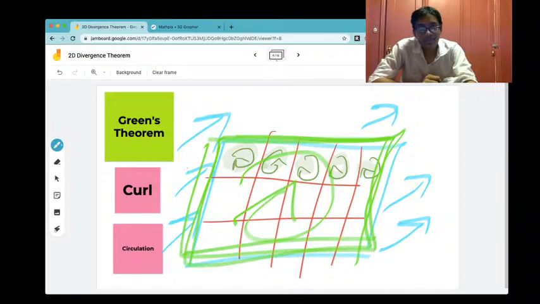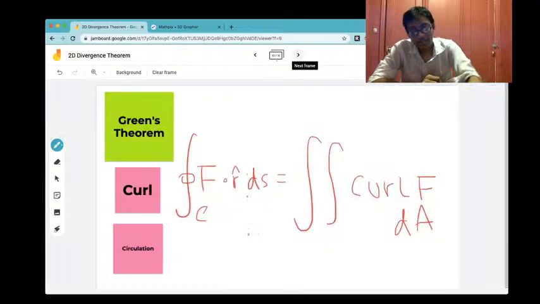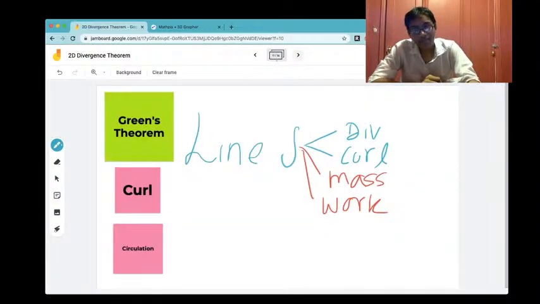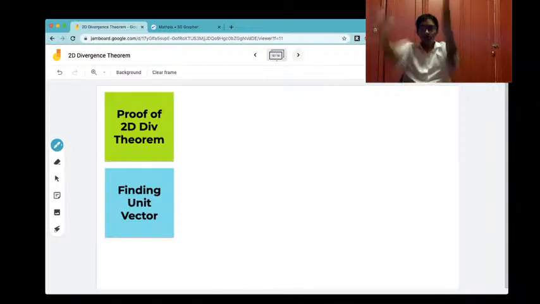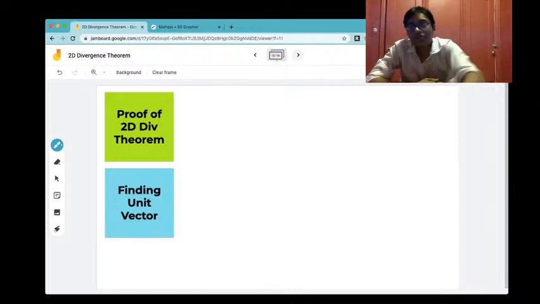Okay, now let's move on to what do I have prepared next? Now that we've got a common basis, okay, now we're going to prove the two-dimensional divergence theorem.